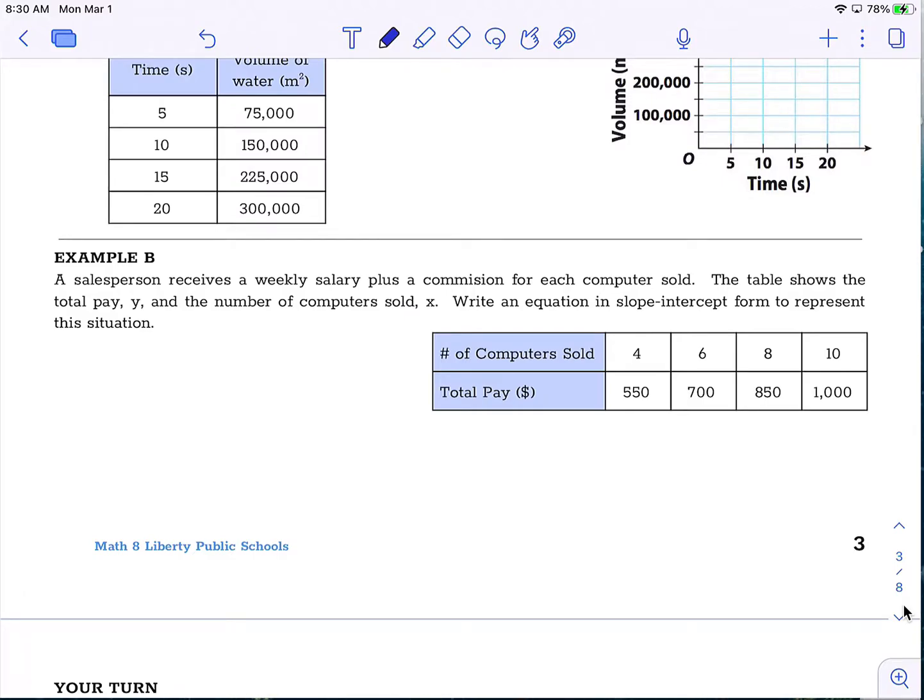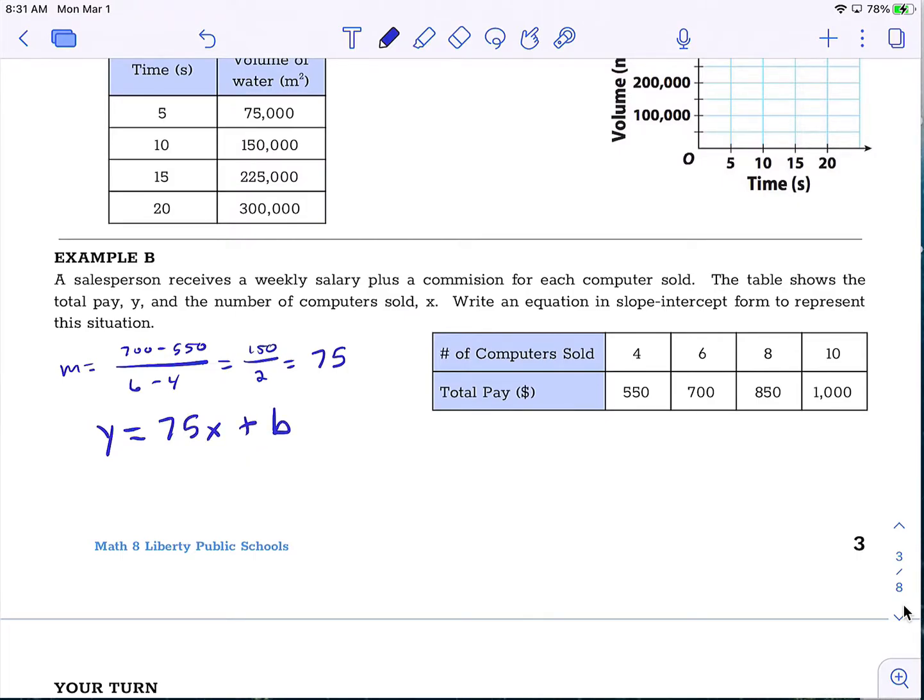So let's find the equation of this table. Same thing as up above, y2 minus y1 over x2 minus x1. So I'm going to do 700 minus 550 over 6 minus 4, making sure I keep things in order. 700 minus 550 is 150, 6 minus 4 is 2, and 150 over 2 is 75. And 75, what? That number is $75, how much money you get per computer sold. So my equation is going to be y equals 75x plus b.